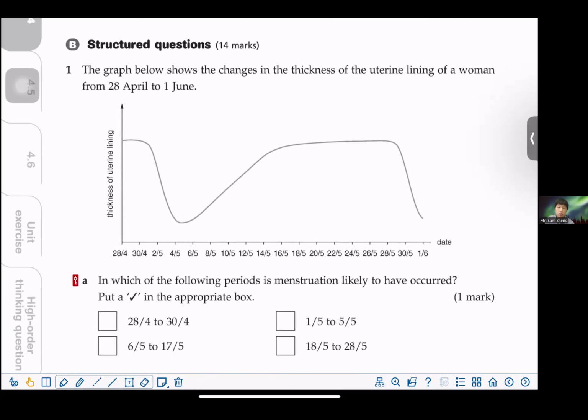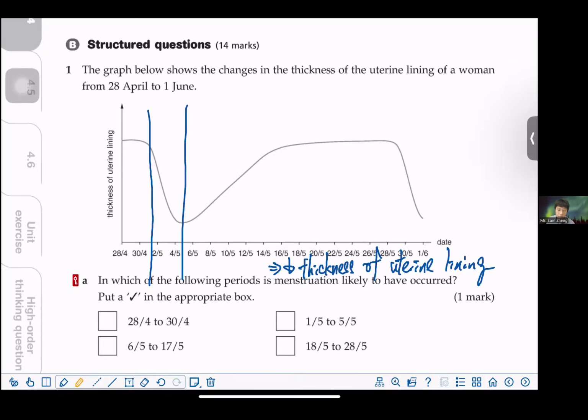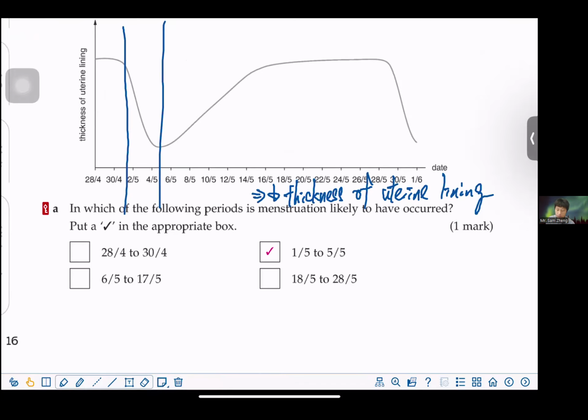Next, in which of the following periods is menstruation most likely to occur? For menstruation to occur, there will be a drop in the thickness of the uterine lining. So when there is a drop of the uterine lining, it will be starting from 1st of May to 5th of May. So in this case, this would be the answer.